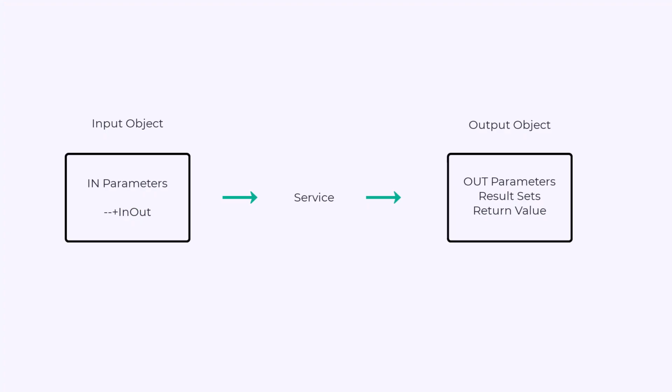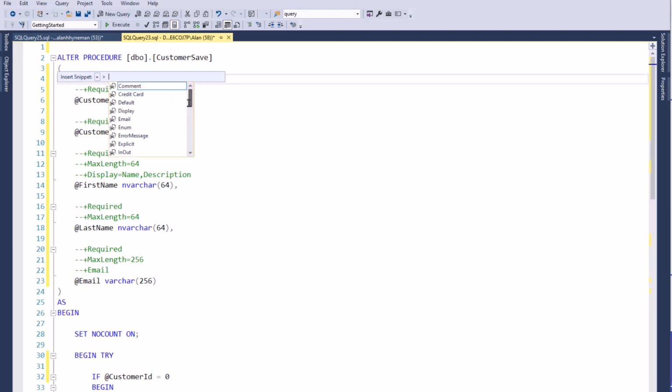Next, we want to fix the parameter mode on our customer ID. If you recall from our previous video, input parameters get encapsulated in our input objects, and output parameters get encapsulated in our output objects. To override this behavior and make our customer ID parameter available on our input and output objects, we use the in-out tag. And with that in place, our parameter validation is complete, but we still have a few more options available to us.